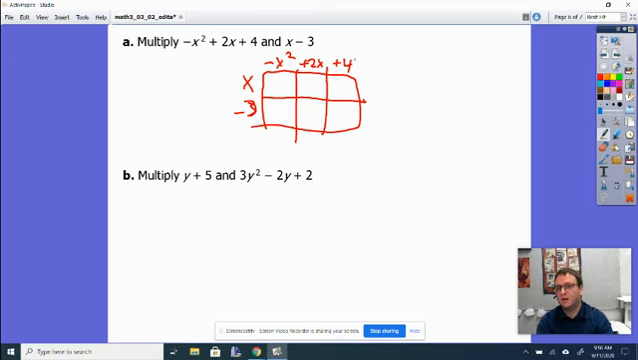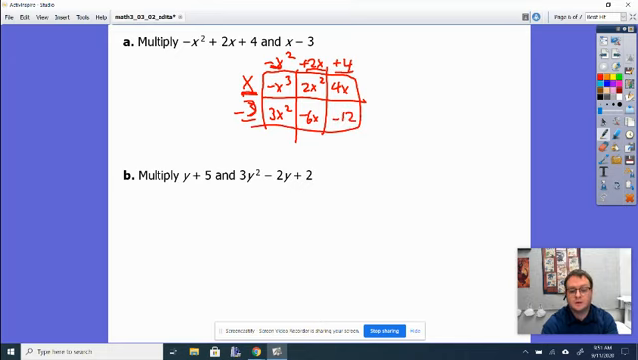I find that students are less likely to miss terms if they use this method. Can other things happen? Yes, but those are pretty common regardless of the method you use. The most common mistake I see is students missing terms, especially when you're multiplying larger sets. So I'm going to take this one, multiply it, the negative x cubed, this one, multiply it, 2x squared, here, 4x, here, negative times a negative gives me that positive 3x squared, here, minus 6x, here, minus 12.